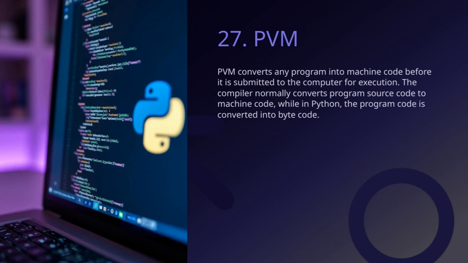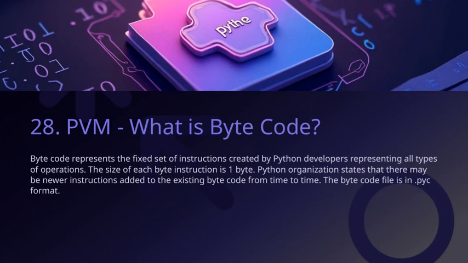So, to connect this to the overall theme, understanding how the PVM works gives us insight into why Python is so versatile. It's all about how the code is transformed and executed behind the scenes. Bytecode is a fixed set of instructions that Python developers create to represent all kinds of operations. Each of these instructions takes up exactly 1 byte, which makes it efficient and easy for the computer to process. It's important to note that Python's organization allows for new instructions to be added over time, so the bytecode can evolve as the language develops.